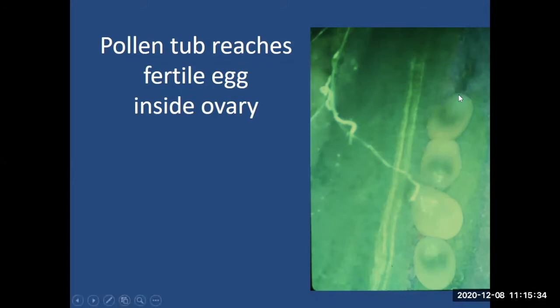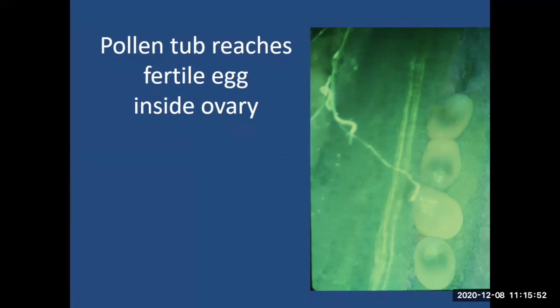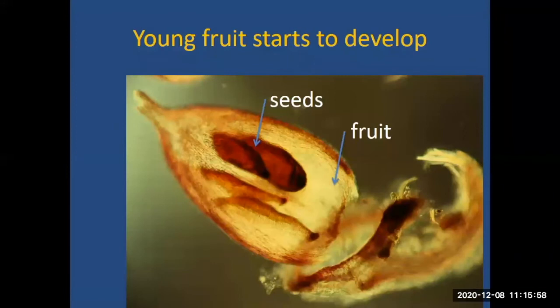So this is a highly magnified image down inside of an ovary. And here are ovules. These are unfertilized eggs, and they're inside the ovary. And here's a rare picture of a pollen tube coming down and entering the ovary. And you can see here the point of penetration of the pollen tube into the ovule, fertilizing the egg. And then when this happens effectively, the seeds start to develop.